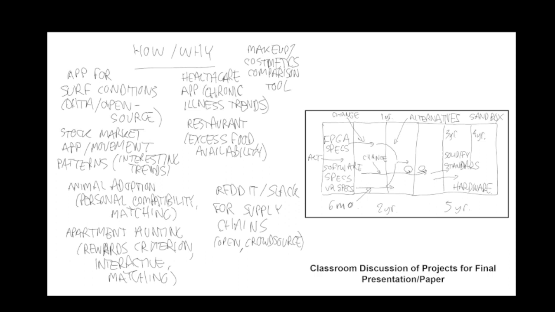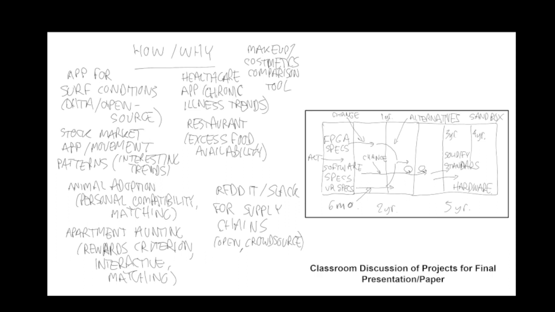There was also a healthcare app that monitored chronic illness trends. So this is where you get into open data again, with the issues around privacy and accessibility. And so there are a lot of principles that can be applied to these projects, and we talked about how to do that in this session.